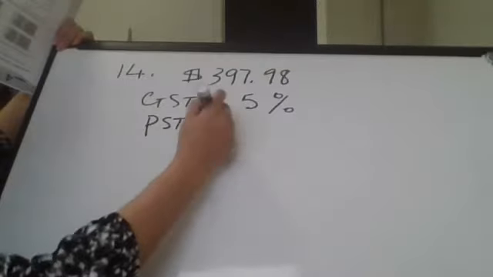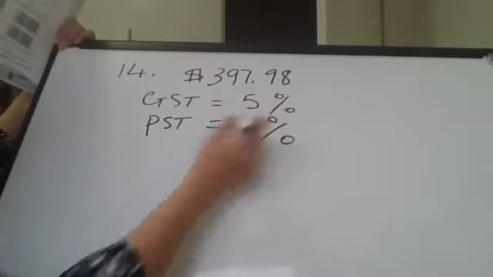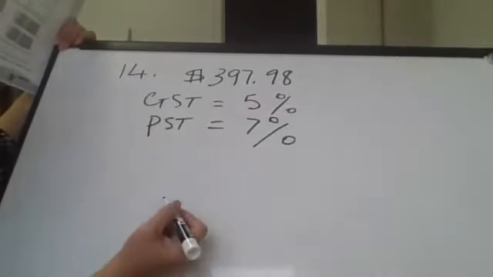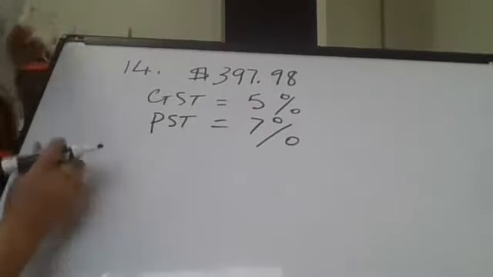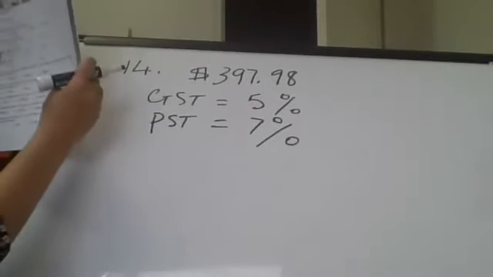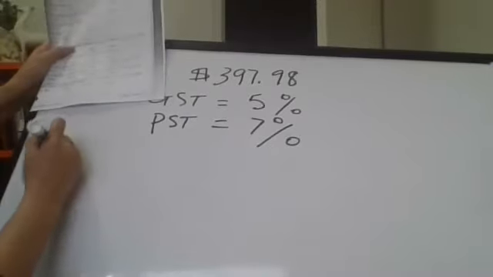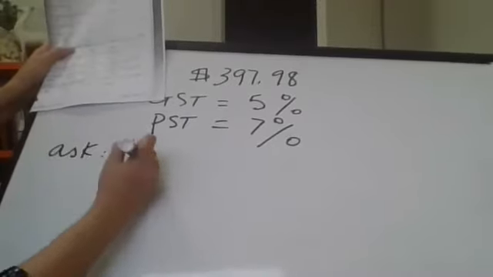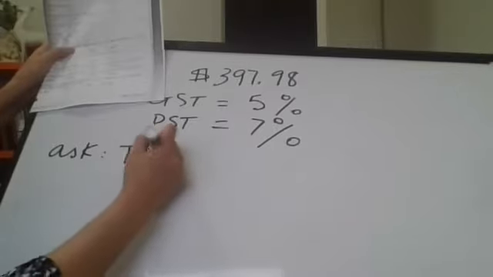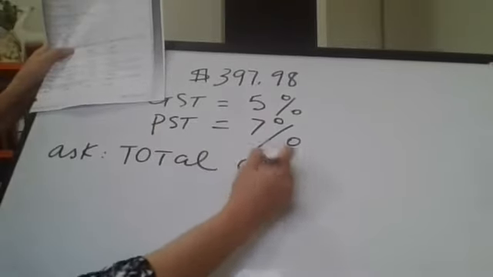PST is 7%, they call it provincial sales tax. So the question asks, what is the total cost? So it asks for the total cost.